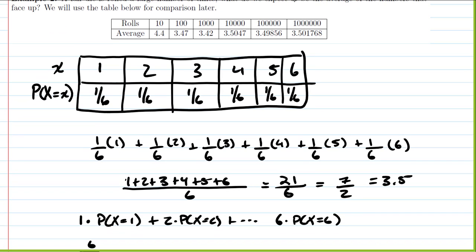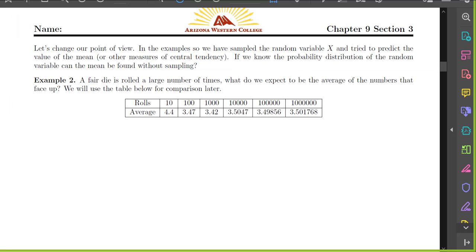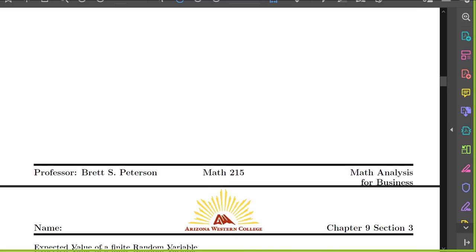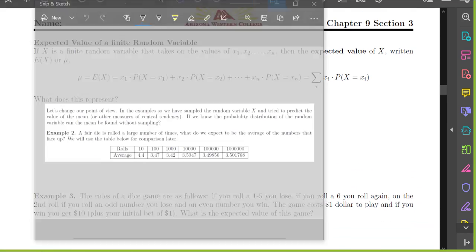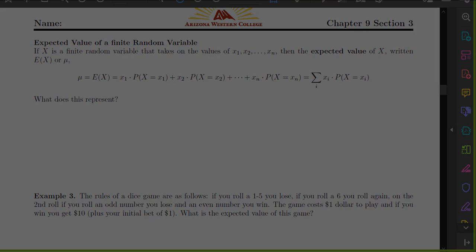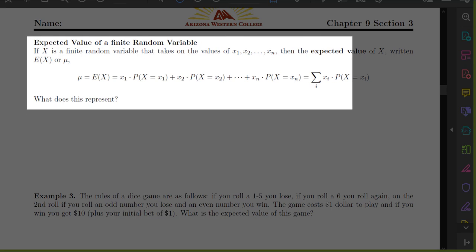And as we saw in the table above, if you rolled a die 1,000,000 times and took the average, it seems like it got pretty close to 3.5, right? Even at 100,000, it was pretty close. In fact, it kept bouncing just a little bit above and below after 10,000. It was a little above, then a little below, and then a little above as it was getting closer and closer to that value. All right, so what we just saw has a name.